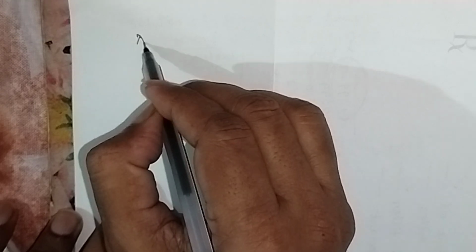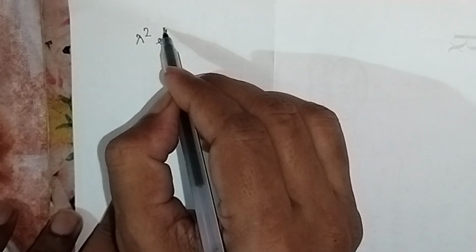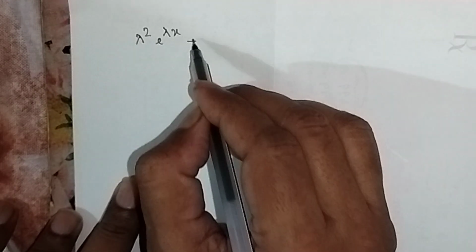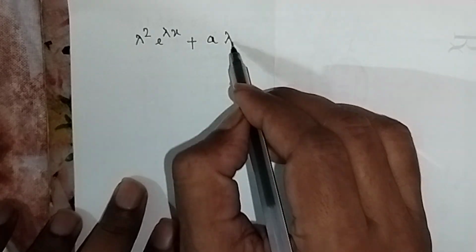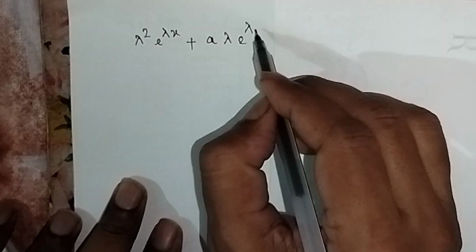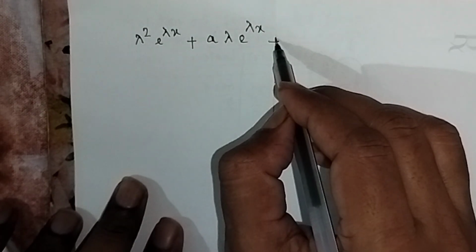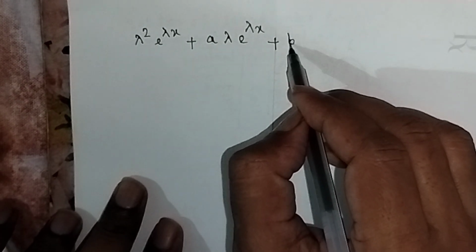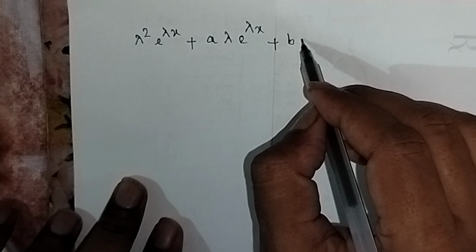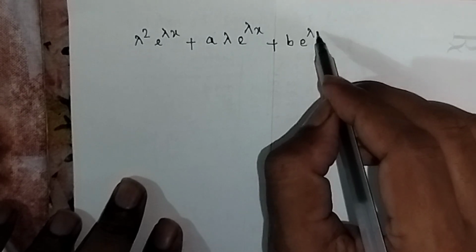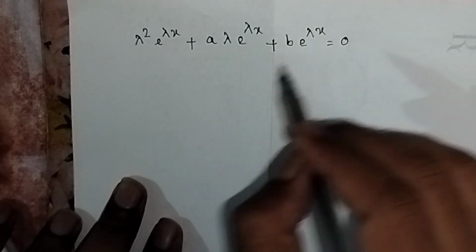For the second derivative, you write lambda square e to the power lambda x, plus for the first derivative a into lambda into e to the power lambda x, and plus b into, for y you will write from equation 2, e to the power lambda x. So this will be equal to 0.